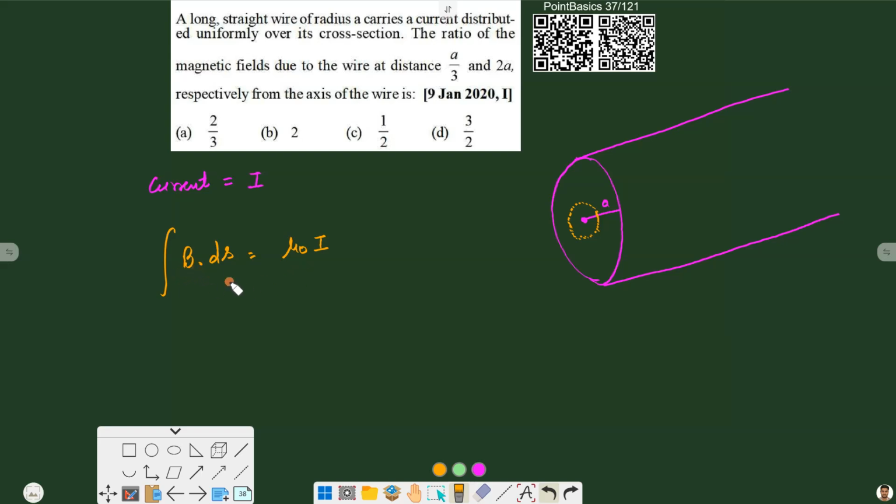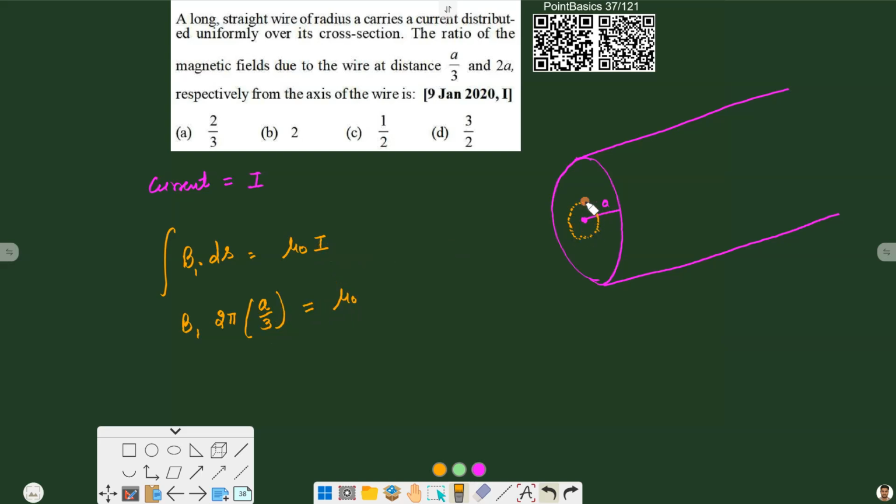So B is the magnetic field at any point on this circle, and ds is its circumference. You have to remember that here ds is the circumference. If I write the same formula for electric field, that is area. So we will name it B1, because we have to find the ratio. So B1 into 2 pi r, that is A by 3, to find the circumference, equals mu naught times I enclosed.